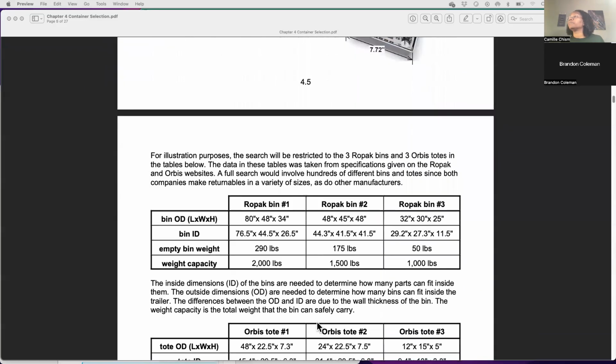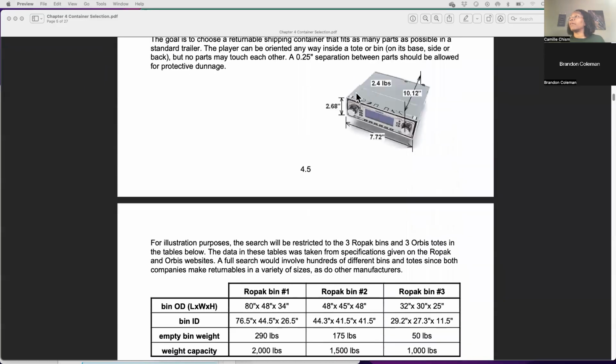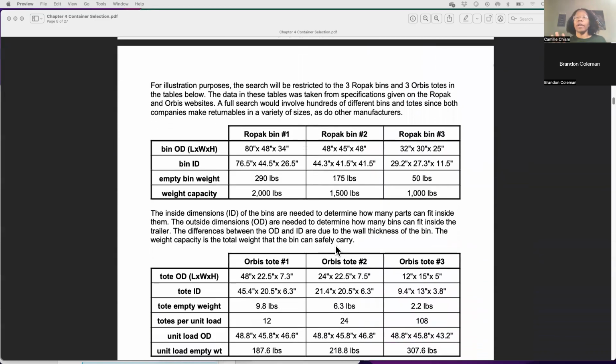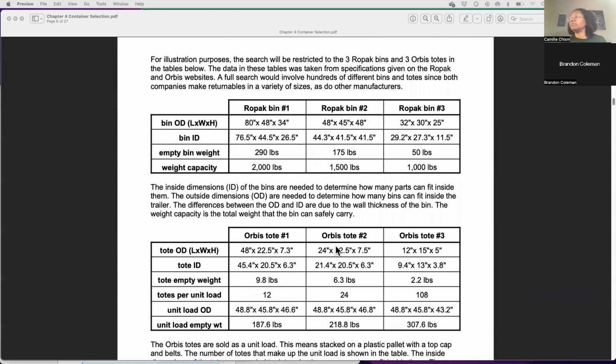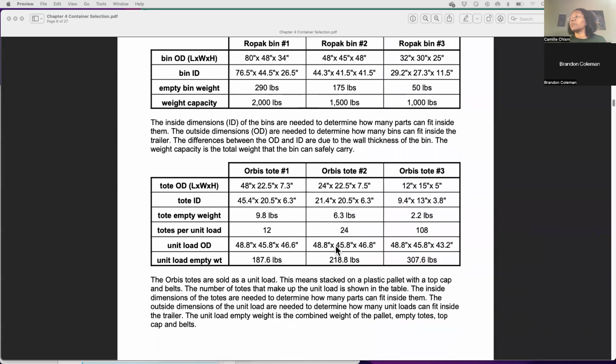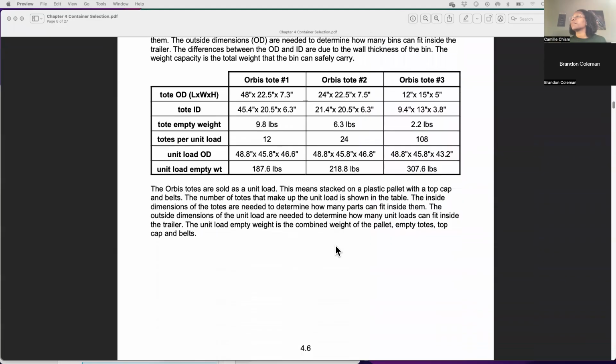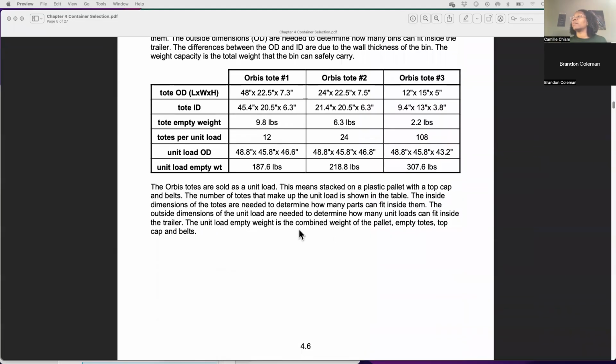Okay, so back to the example with the radio. I probably just threw in a weight and threw you guys all off, but I just wanted to use a round number just so you can see how these can add up. The unit load weight is the combined weight. It includes the pallet, the totes, the top caps, and the belt. So that's the whole weight.